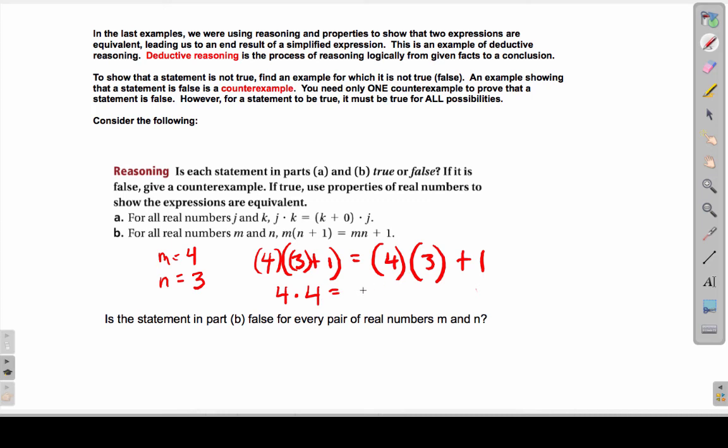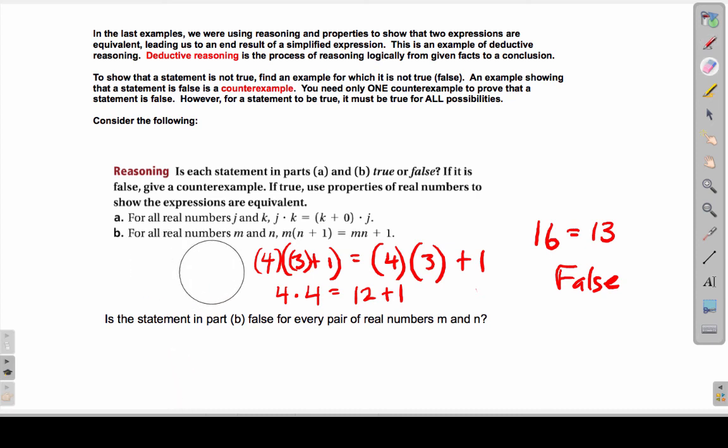Over here, I do 4 times 3, which is 12. Alright, so I'm left with 4 times 4 equals 12 plus 1. Over here, 4 times 4 is 16. 12 plus 1 is 13. So this, part B, is a false statement. And one counterexample would be if m is 4 and n is 3. I'm sure there are many others.